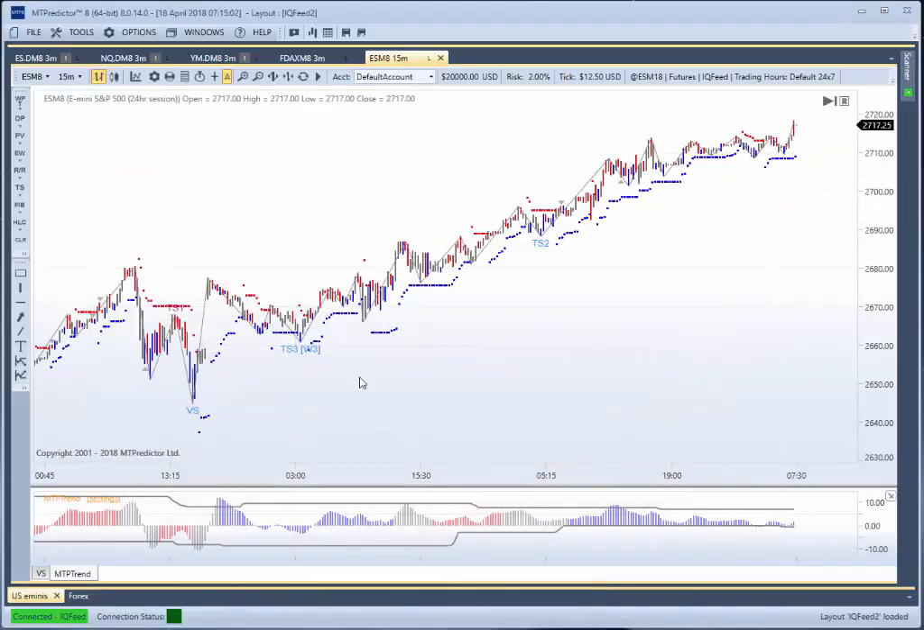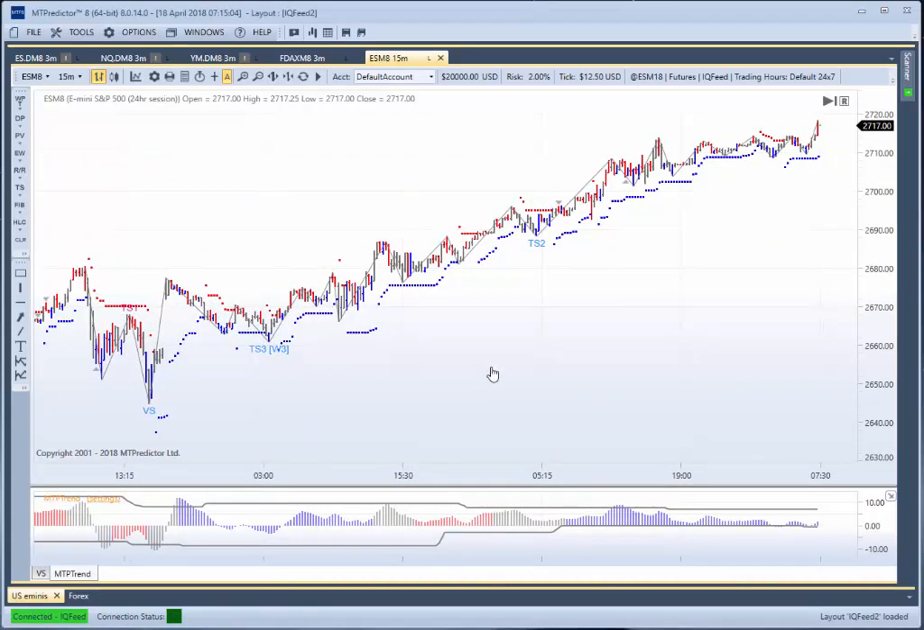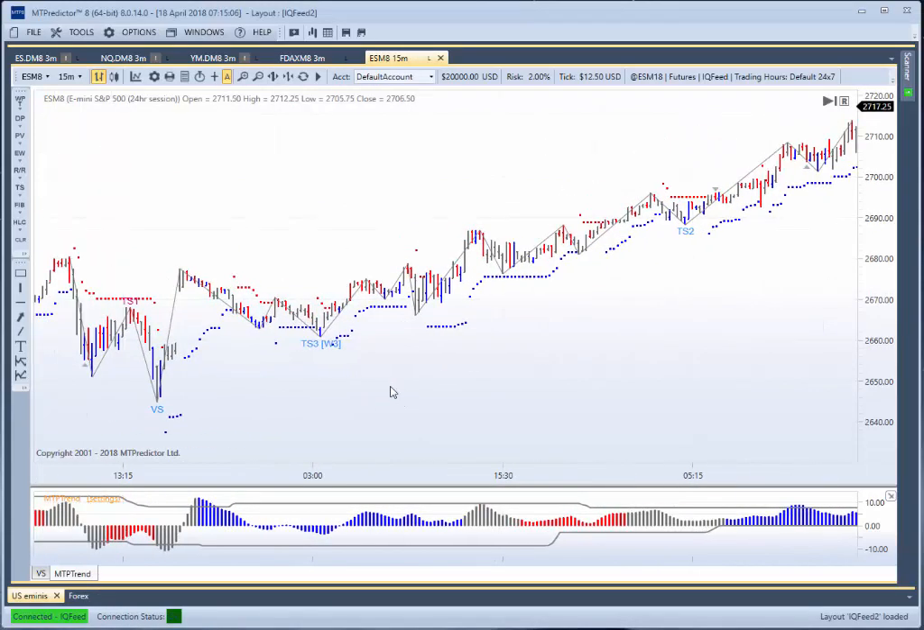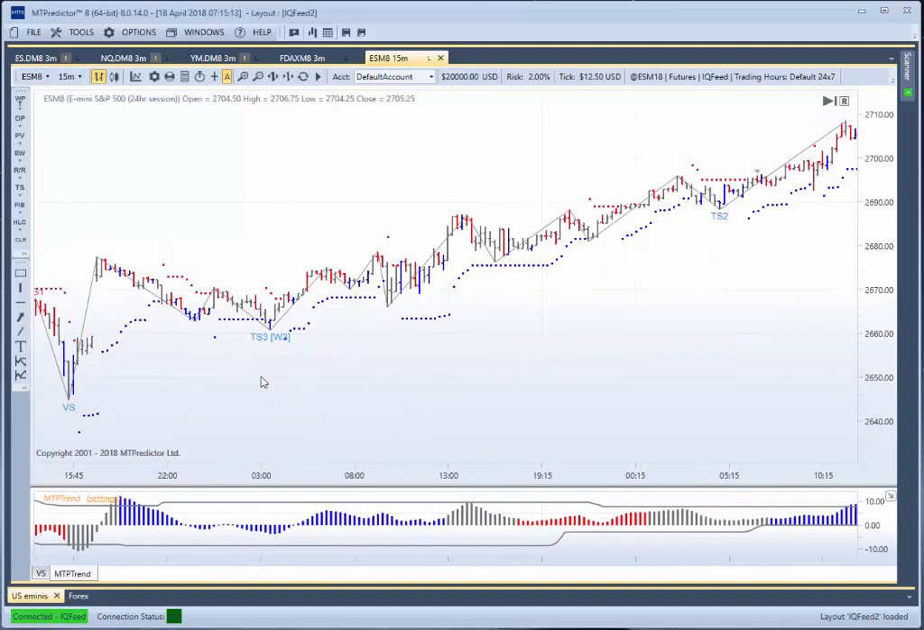Right, let's just minimize that down. Let's have a look at a chart. The setup I want to look at, you can see on the chart here, is a 15-minute chart of the ES on a 24-hour chart, and it's our Wave 3 variation. Can you see here? It says TS3, Wave 3.